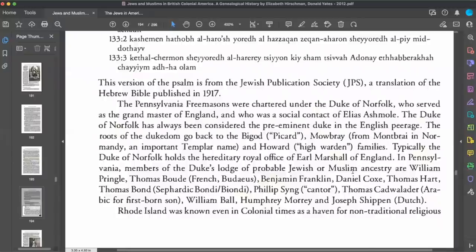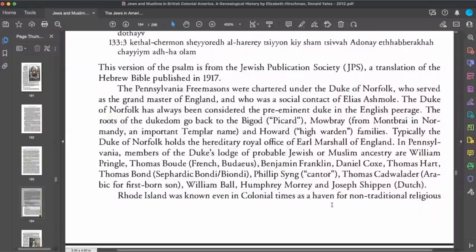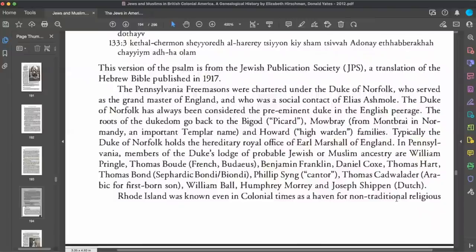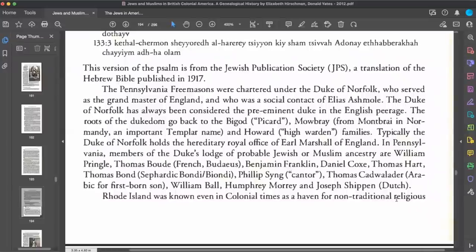The roots of the dukedom go back to Bigot, Picard of Mowbray, from Montbray in Normandy, an important Templar name, and Howard families. Typically, the Duke of Norfolk holds the hereditary royal office of Earl Marshal of England. Members of the Duke's Lodge of probable Jewish or Muslim ancestry are William Pringle, Thomas Boudet, French Boudaios, Benjamin Franklin, Daniel Coxe, Thomas Hart, Thomas Bond, Sephardic Bondi, Biondi, Philip Syng, Cantor, Thomas Cadwallader, Arabic for firstborn son, William Ball, Humphrey Murray, and Joseph Shippen, Dutch.